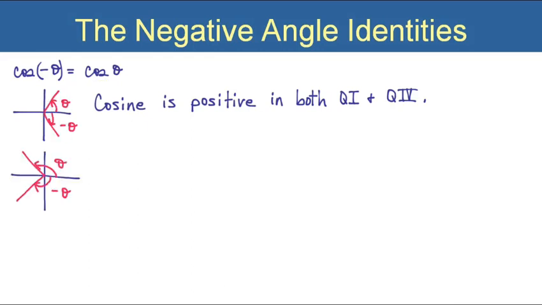If we look at a larger theta, then cosine is negative in quadrant 2. It's also negative in quadrant 3. So either way, we get cosine of a negative theta is equal to the cosine of the positive theta.